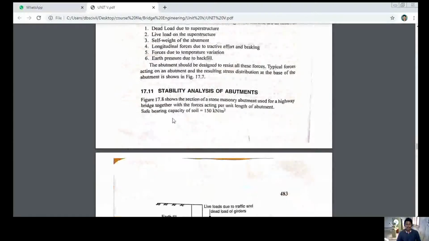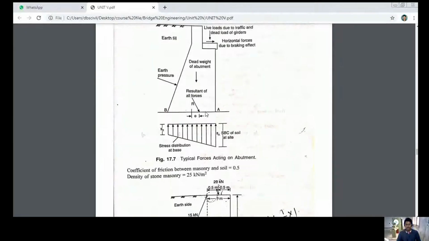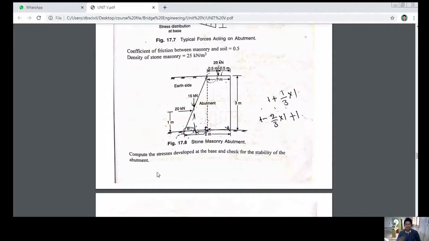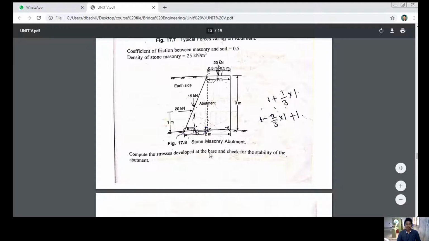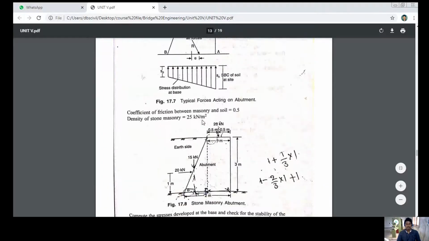and they have given the safe bearing capacity of the soil, and they have given the coefficient of friction between masonry and soil as 0.5. They have given the density of stone masonry as 25 kilonewton per meter cube, though it's a standard one, we know already. And they are asking to compute the stresses developed at the base and check the stability of the abutment. They are asking whether the abutment is stable or not. Okay, and we left this diagram.